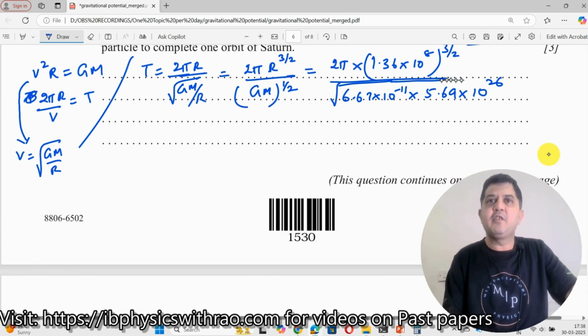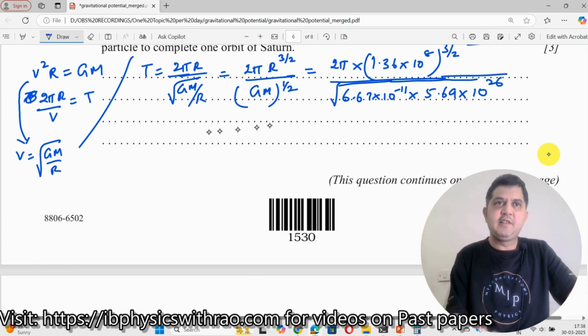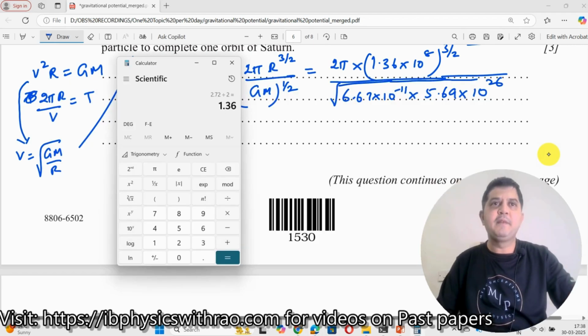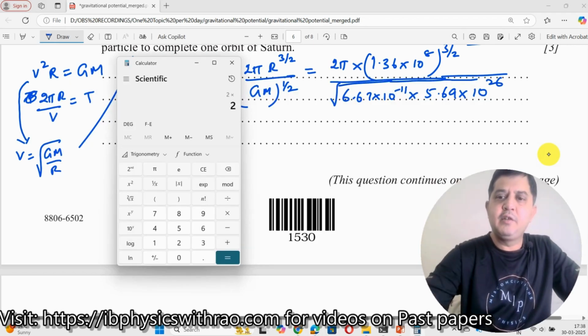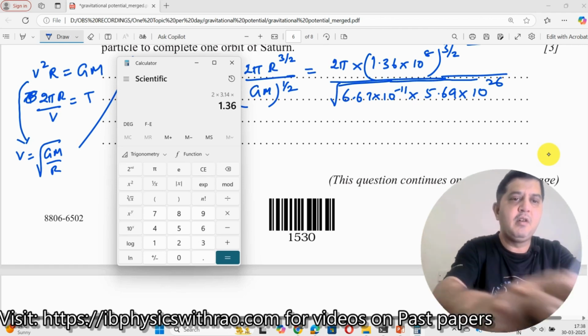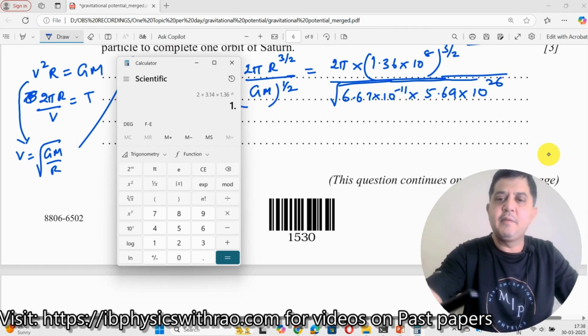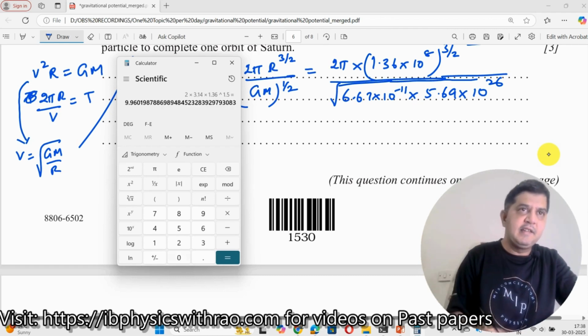Right? We have written all of them. Now let us use our calculator to get this value. So I get 2 into 3.14 multiplied by 1.36 to the power of 3 by 2. 3 by 2 is 1.5. I get this is 9.96.